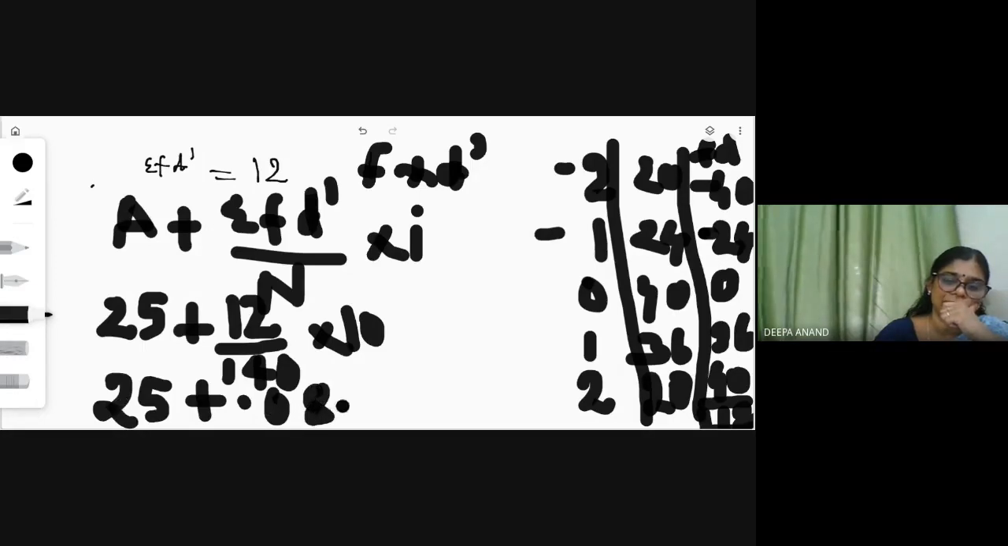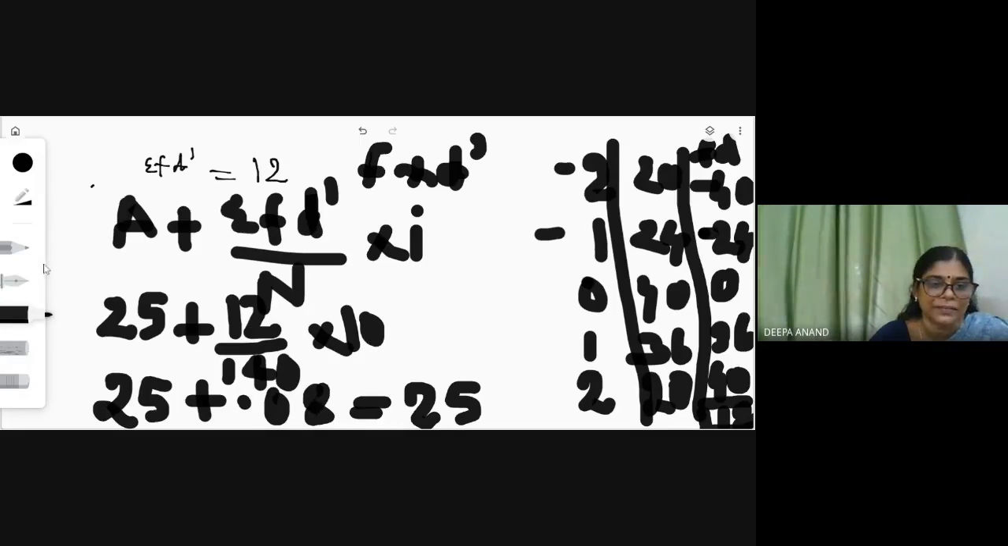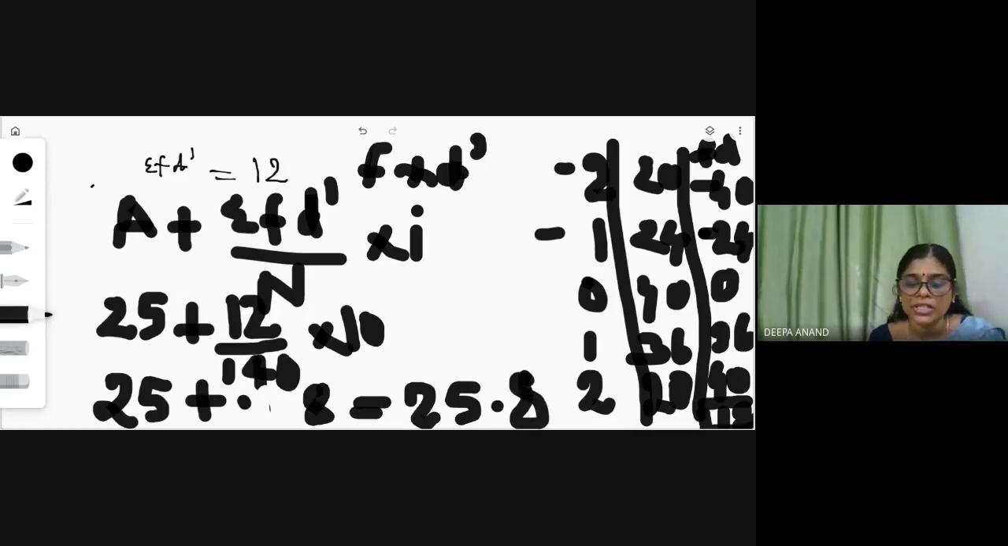So that means your answer is 25.8. This 0.8 is the value of that portion, multiplied by 10, right? So you will get 0.8. 25 plus 0.8, so you will get the answer 25.8. This is the answer. This is how you have to do the arithmetic mean of a continuous series.